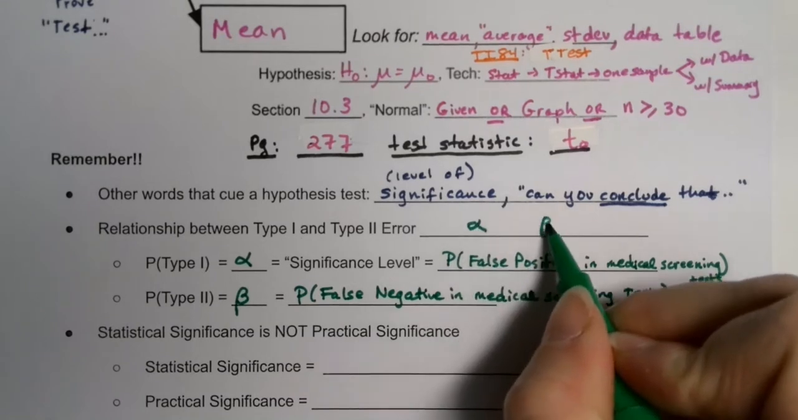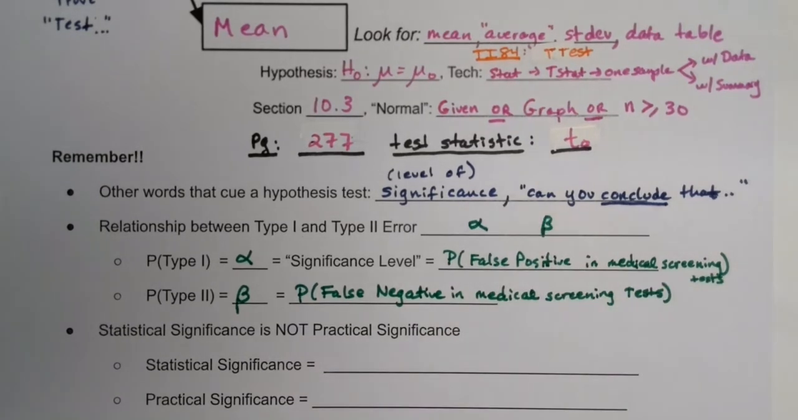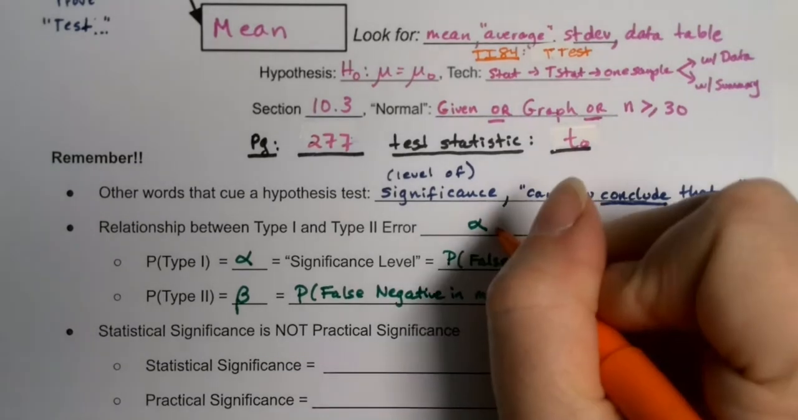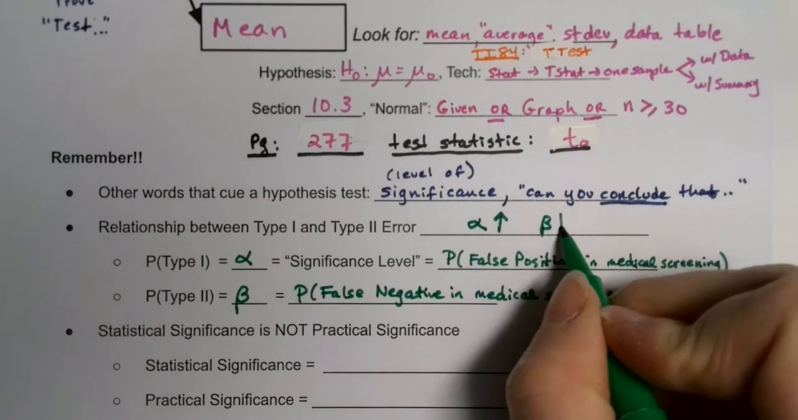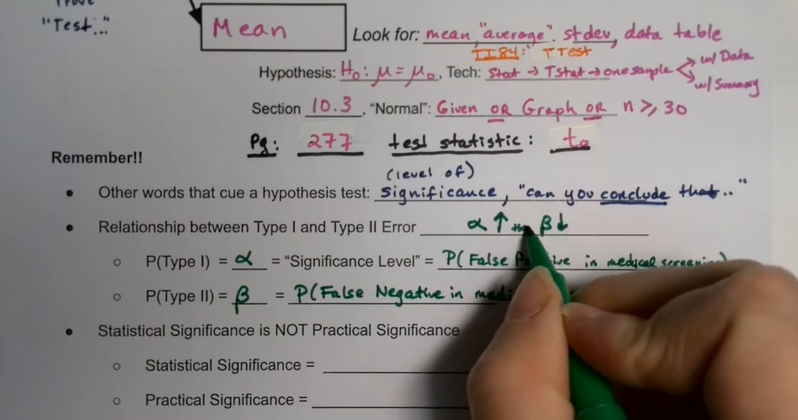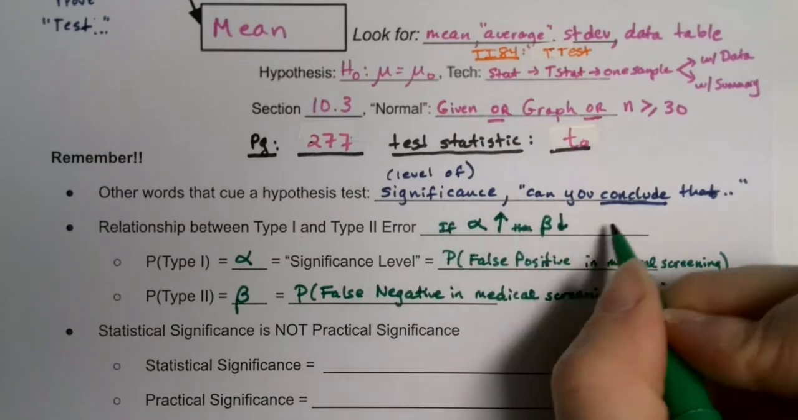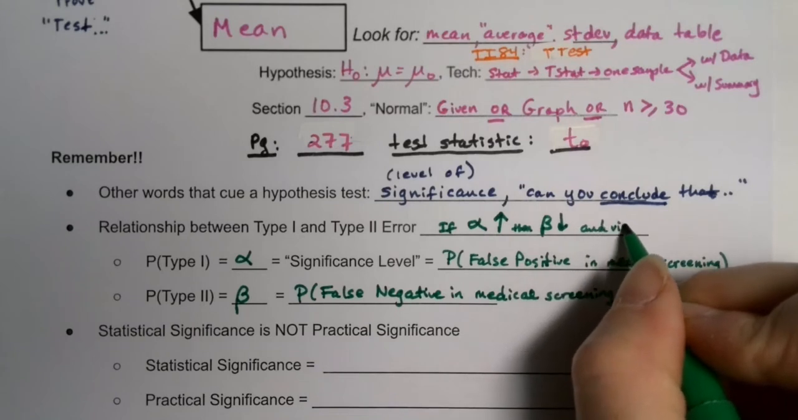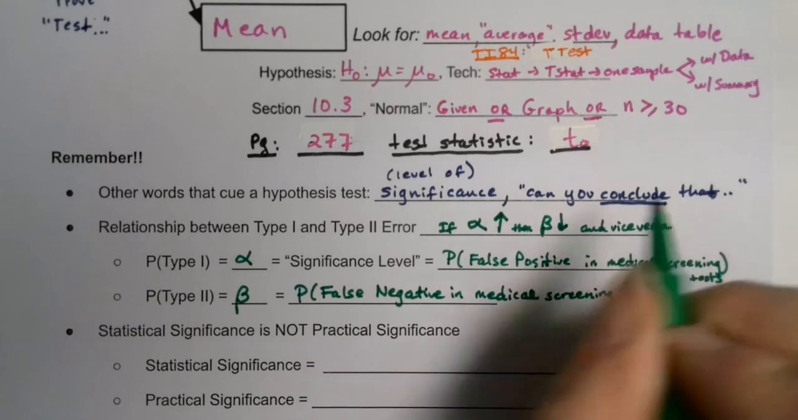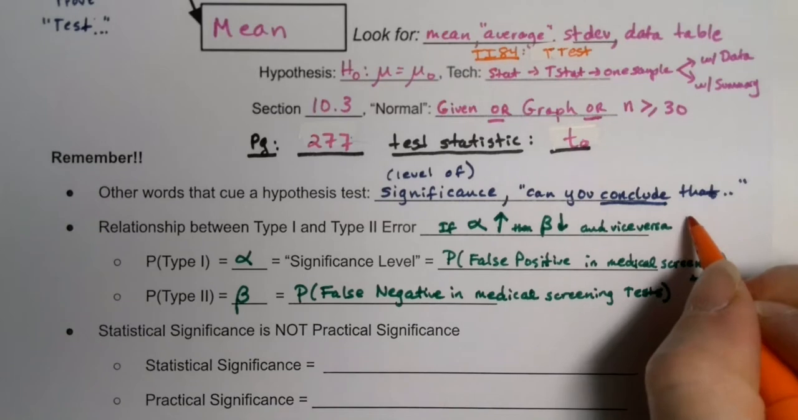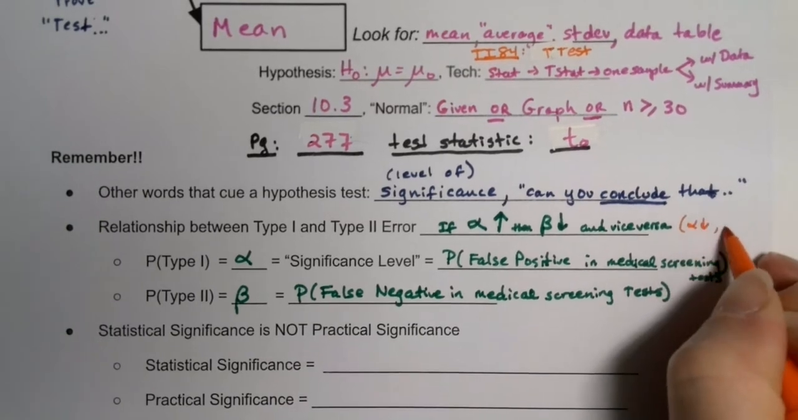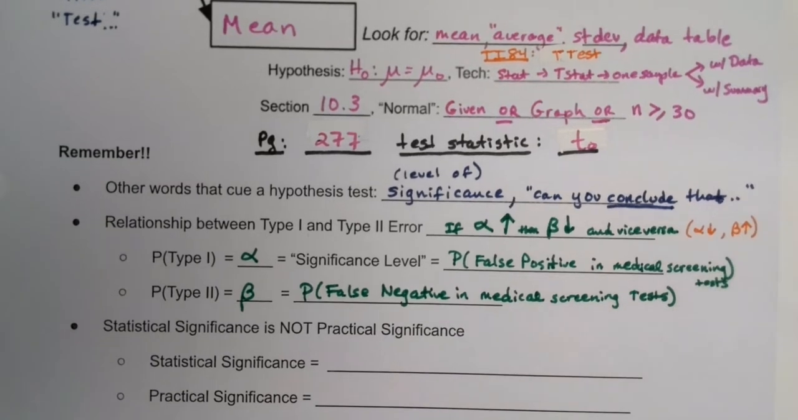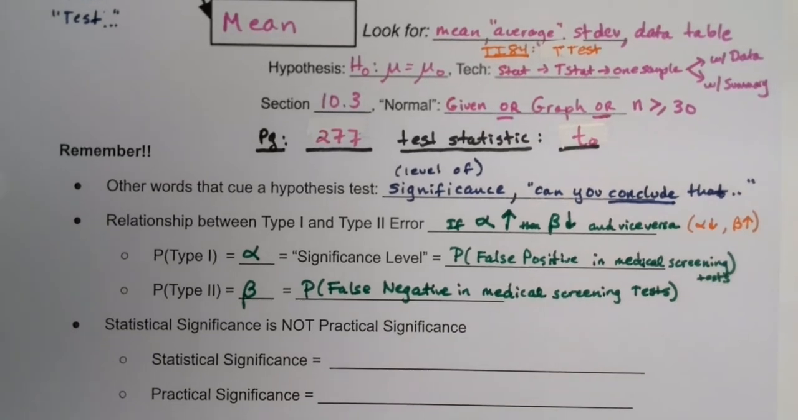Alpha and beta have an inverse relationship. So if alpha goes up, beta goes down, and vice versa. Now, what do I mean by vice versa? I mean that, I'll just put it over here, if alpha goes down, then beta goes up. It's like they're on a teeter-totter together, right? So if one of them lowers, the other one will raise.